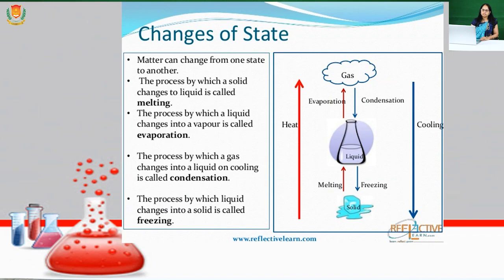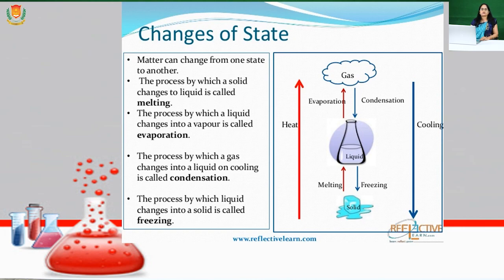The process by which a liquid is converted into a solid is known as freezing. The process by which a liquid changes into vapor is known as evaporation. The process by which a solid changes to a liquid is called melting. The process by which a gas changes into a liquid on cooling is called condensation. These are the different processes by which matter changes its state.